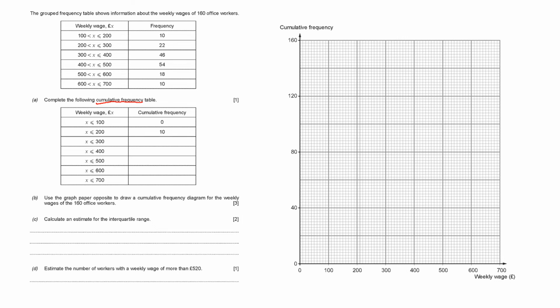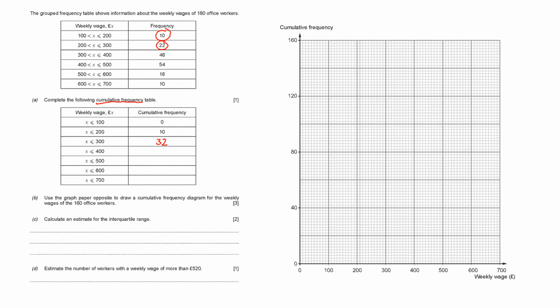Okay, so the first group is 100 to 200. So it's asking me in this table, how many people were less than 100? Well, nobody, because the first group is 100 to 200. How many people are less than 200? This 10 people here, which is where this 10 comes from. How many people are less than 300? Well, actually, this 22 people and this 10 people. So we're adding the 22 on to the 10.